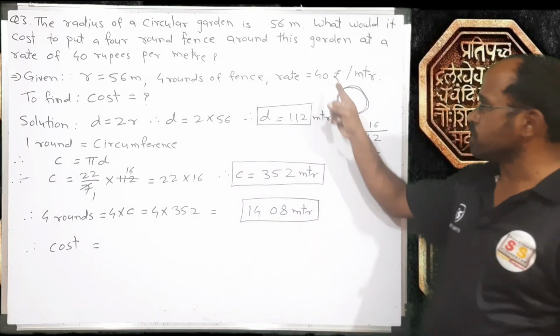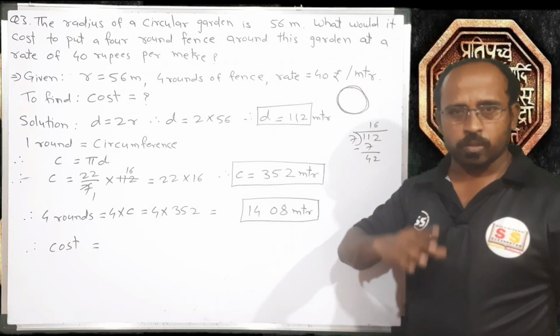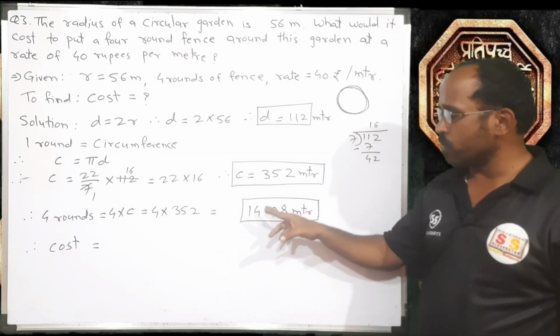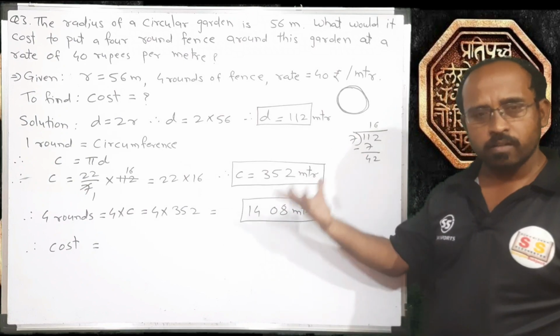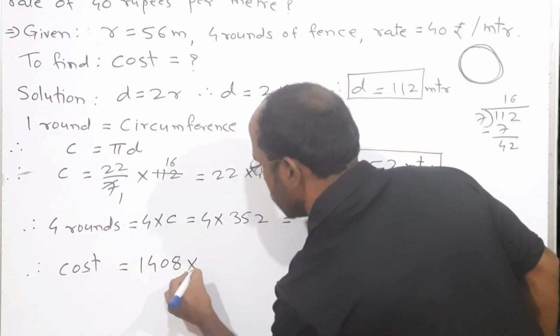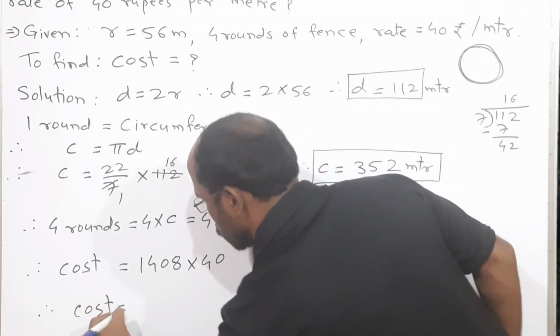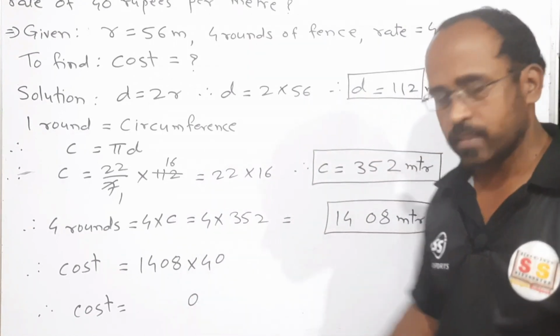Cost of 1 meter is 40. Cost of 2 meter is 40 multiplied by 2. Cost of 10 meter is 40 multiplied by 10. Cost of 1408 meter is 1408 multiplied by 40. So cost is equals to 1408 multiplied by 40. Therefore cost is equals to, this 0 will be as it is. 4 8s are 32.